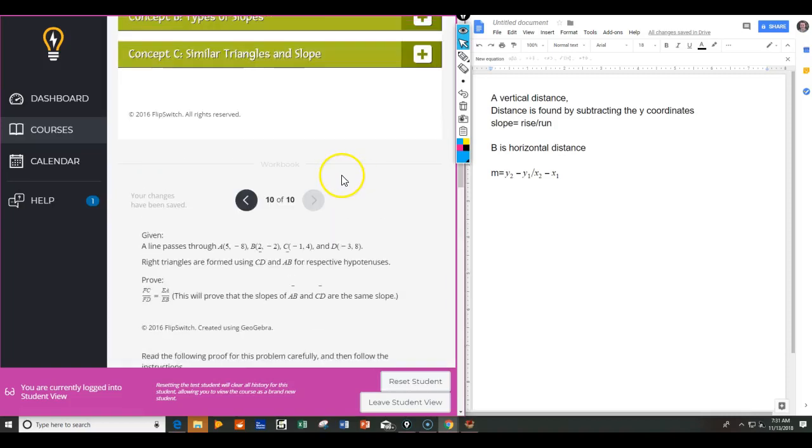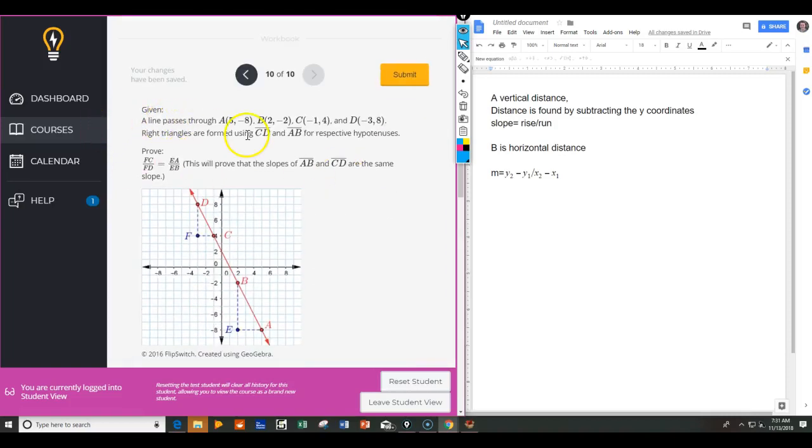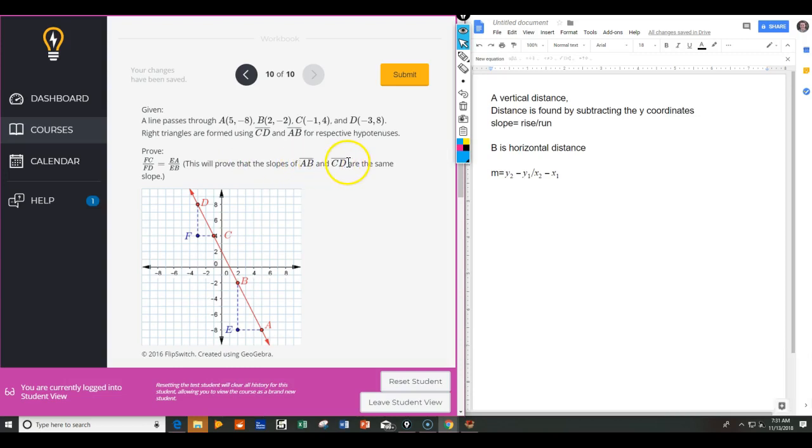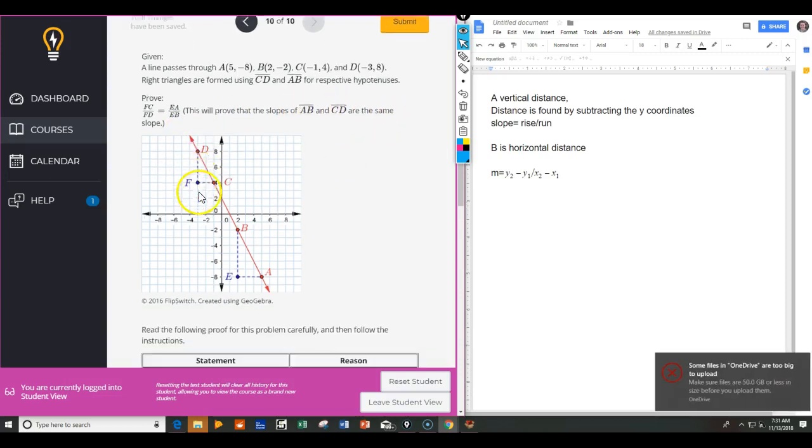Alright, welcome to question 10. Given a line passes through point A (5, -8), B (2, -2), C (-1, 4), and D (-3, 8). Right triangles are formed using segment CD and segment AB for respective hypotenuses. Prove that the distance of FC divided by the distance of FD is equal to the distance of EA divided by the distance of EB. This will prove that the slopes of segment AB and the segment CD are the same slope.